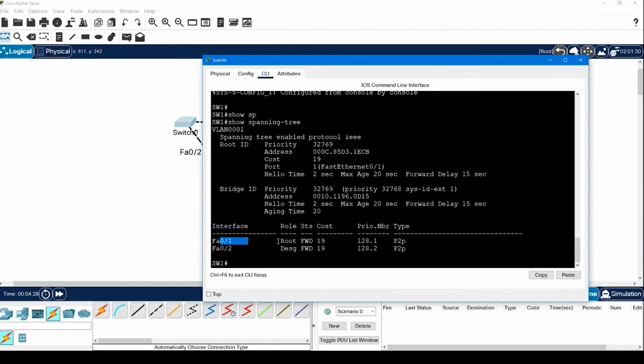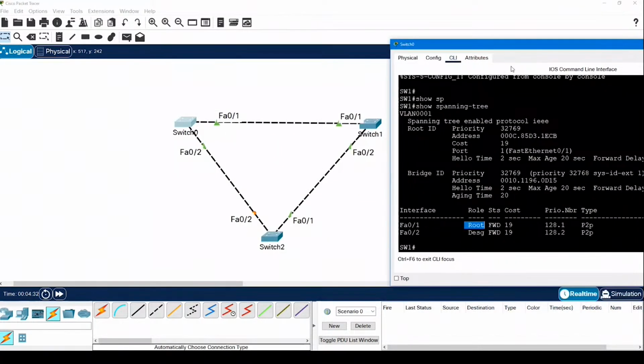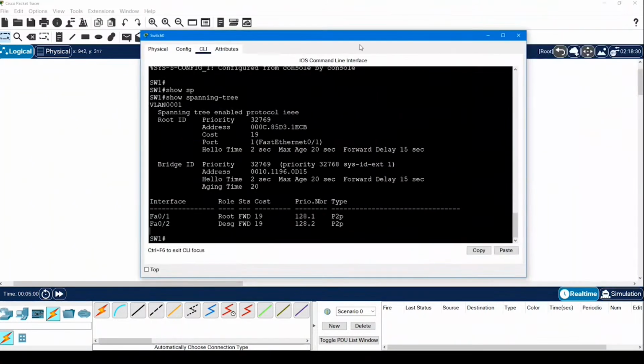Then we have FA01 as our root port, right? Because that's helping us to reach the root bridge. FA01 of switch 0 is the root port. Then we have FA02 as the designated port. They are in the forwarding state. If you see, the cost is 19, and you can ignore this part as of now. That's not something we are going to discuss. So I hope it is clear how things work when it comes to STP.